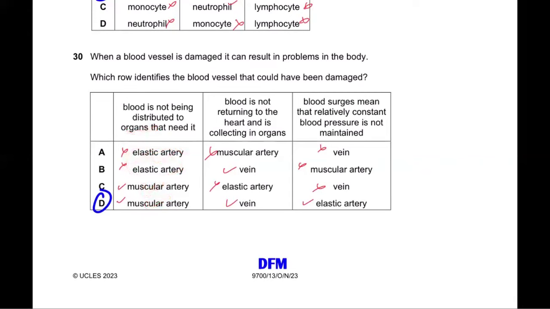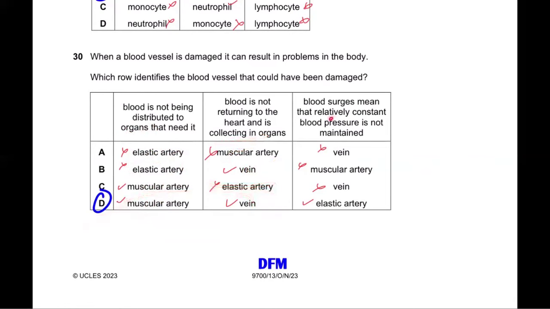Blood is not returned to the heart and is collecting in organs. So, blood is returned to the heart through veins. So, yes, the answer could either be B or D. It could not be A or C. So with this, we omit C as well. So the answer is D.